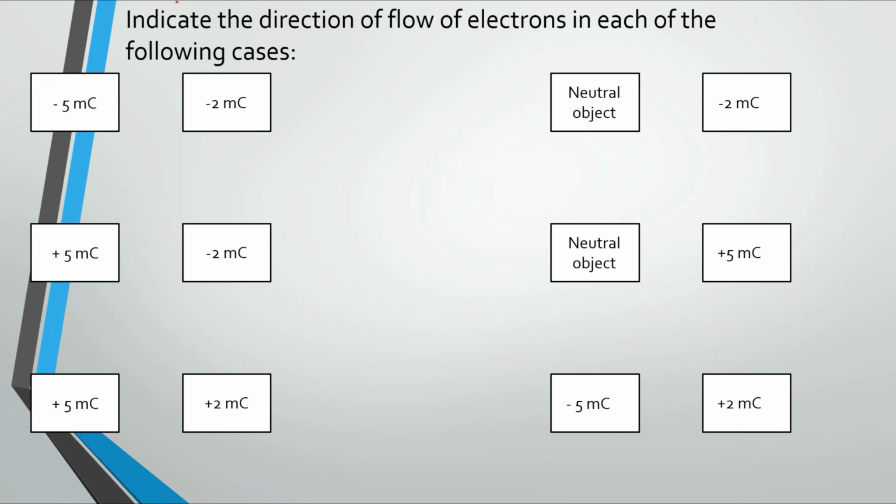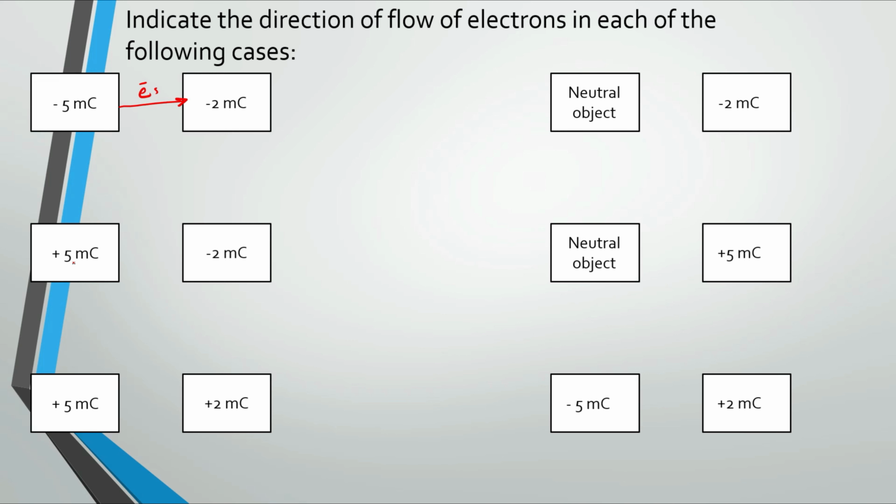Indicate the direction of flow of electrons in each of the following cases. We have -5 millicoulombs and we have -2 millicoulombs. Okay. If we wanted to compare the magnitude of charge, we will say that 5 is more than 2. And they are both negative, so 5 is more negative than 2. Then the electrons will go in this direction from 5 to 2. This is the direction of transfer of electrons.